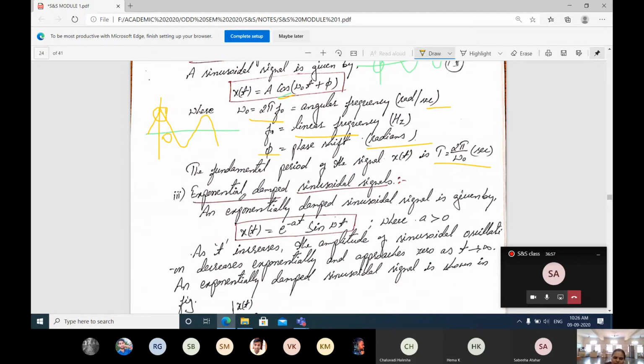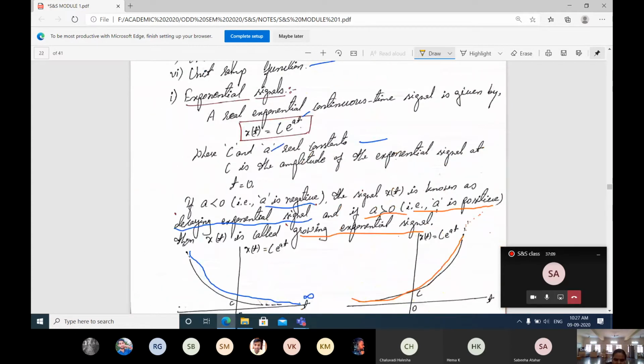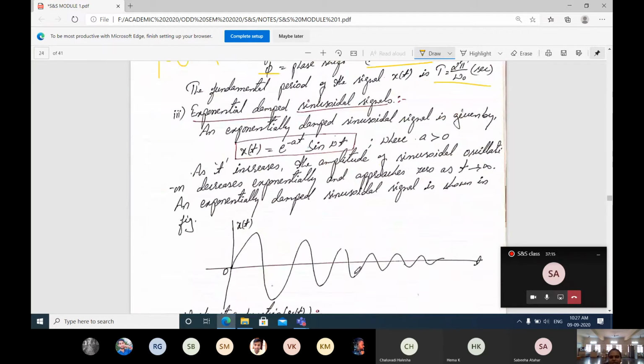Next is the exponentially damped sinusoidal signal. What is the equation here? Exponential damping means we have already come across how it is decaying and how exponentially it is growing. Okay, the same thing we are combining here, the sine with the damping signal. Here x of t is going to be e power minus a t sin omega t, where a is greater than 0.